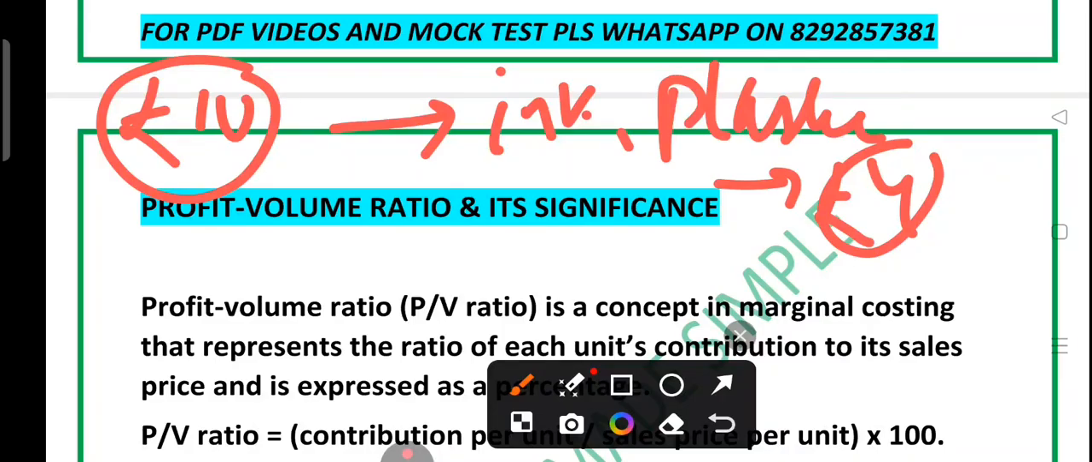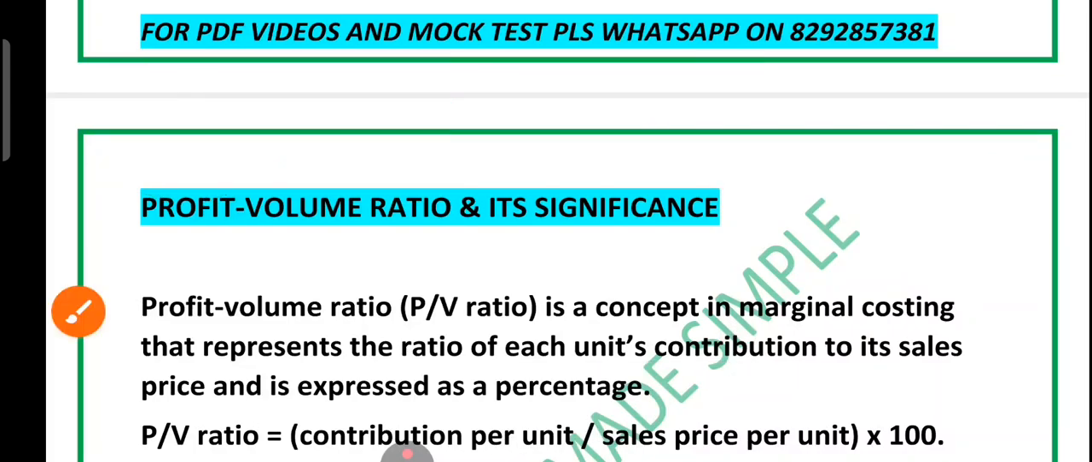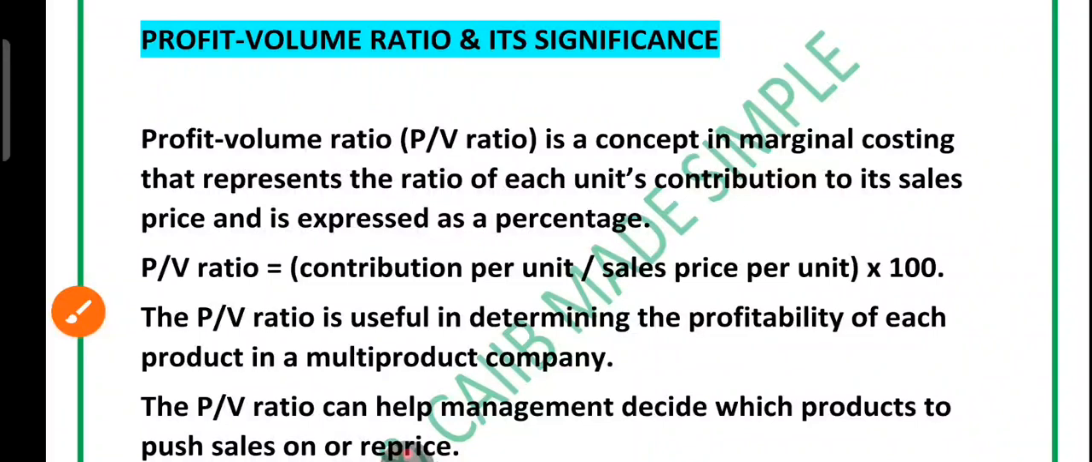Out of the 10 rupees, you pay for ink, you pay for plastic, and then you are left with 4 rupees only. That is called contribution. That 4 is what goes toward covering the fixed cost as well as the profit. Is it clear? So friends, what is the formula for the PV ratio? Very simple: contribution divided by sales price per unit, multiplied by 100. It means how much of the sale price is actually contributing to the profit after covering the variable cost.